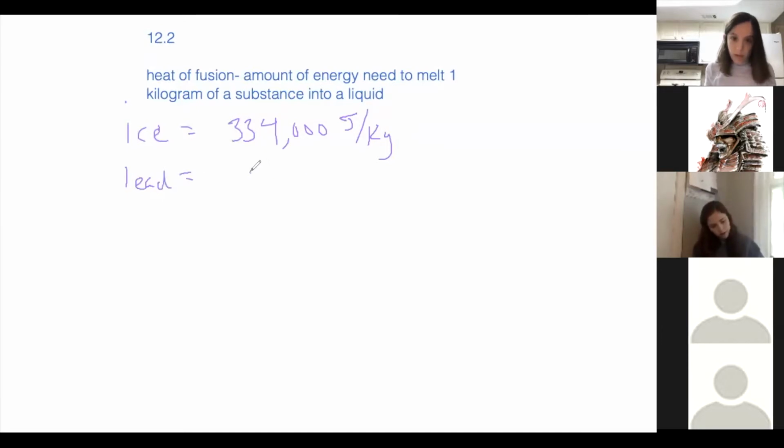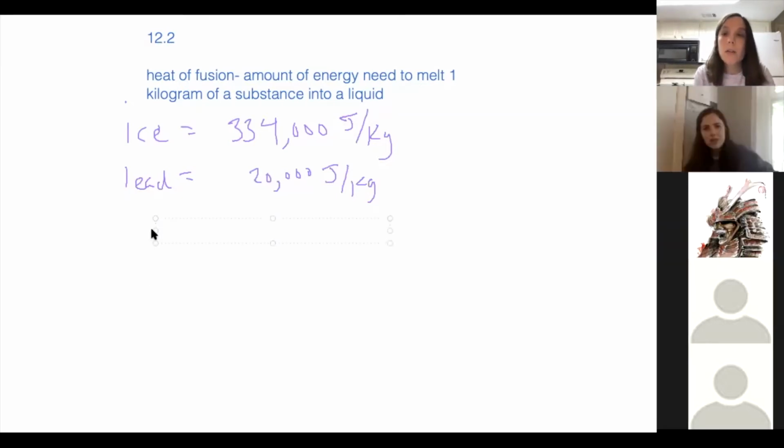For lead, it's 20,000 joules per kilogram. So that gives you an idea of how much energy there is. It's more than 10 times greater to melt ice as it is to melt lead. Okay, so we can use this. Actually, before we go on to that, let's do something else. So that's heat of fusion.